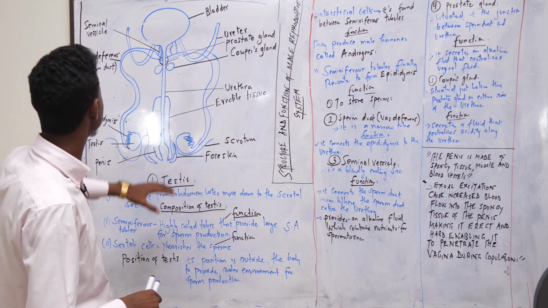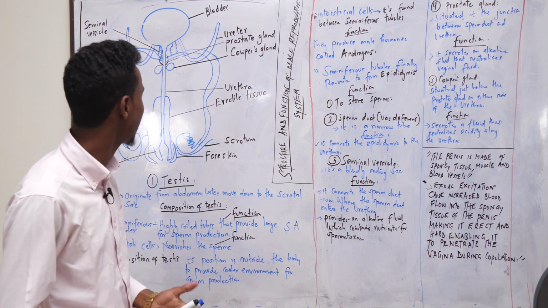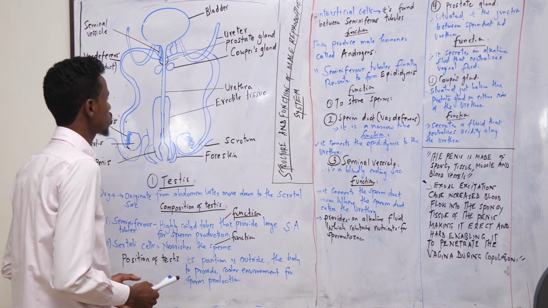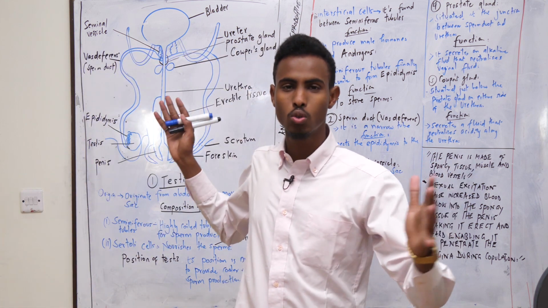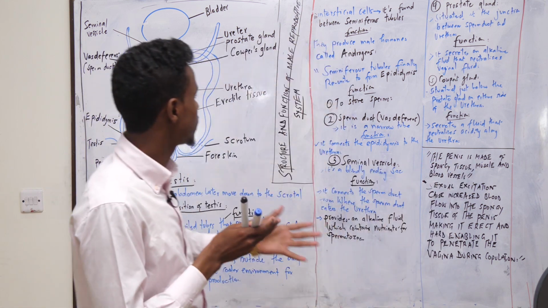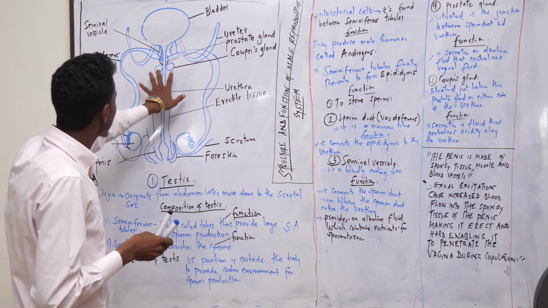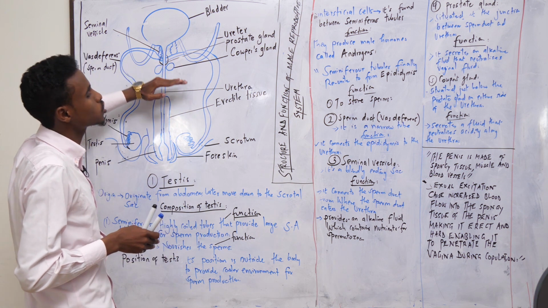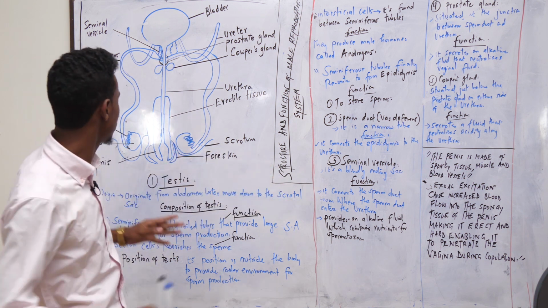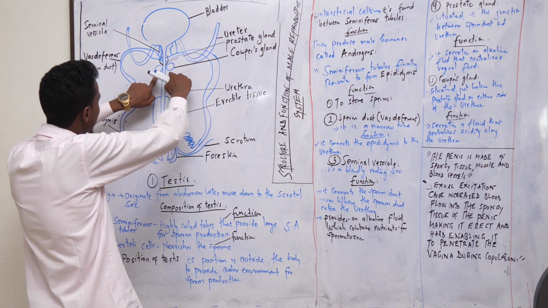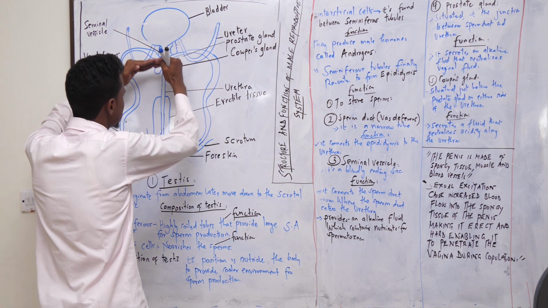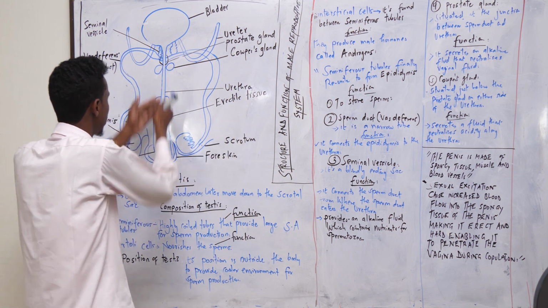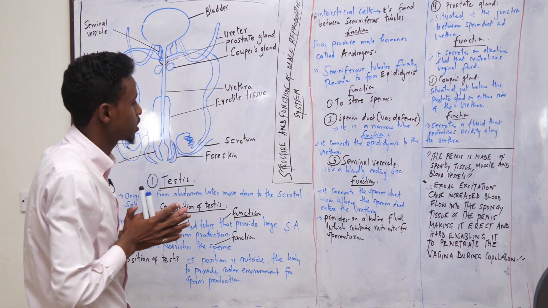Now, let's look at the Cowper's gland. What is the function of the Cowper's gland? It is located just below the prostate gland on either side of the urethra. We can see we have a gland here, another gland here, and they are situated just below the prostate gland, on either side of the urethra, and this is our urethra, class.